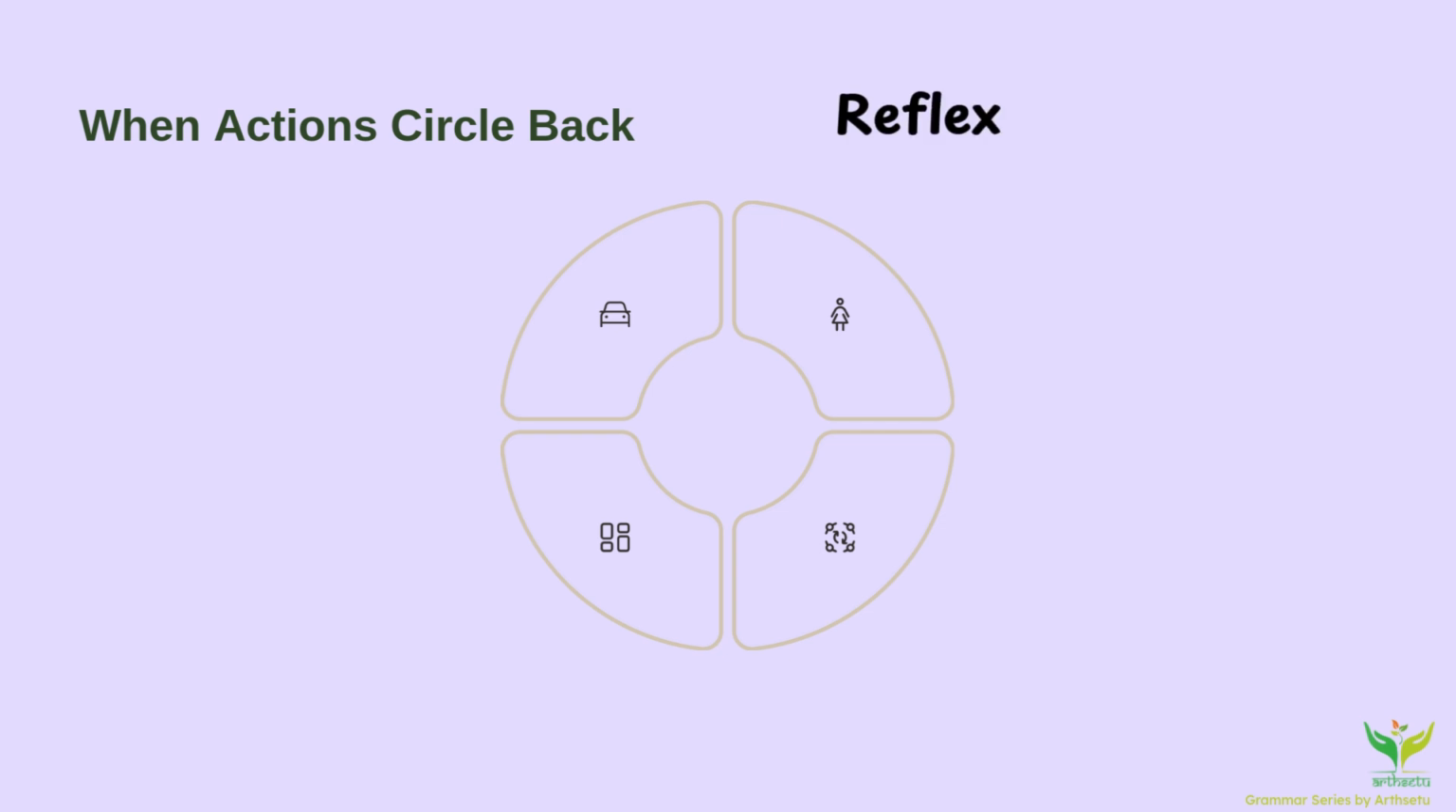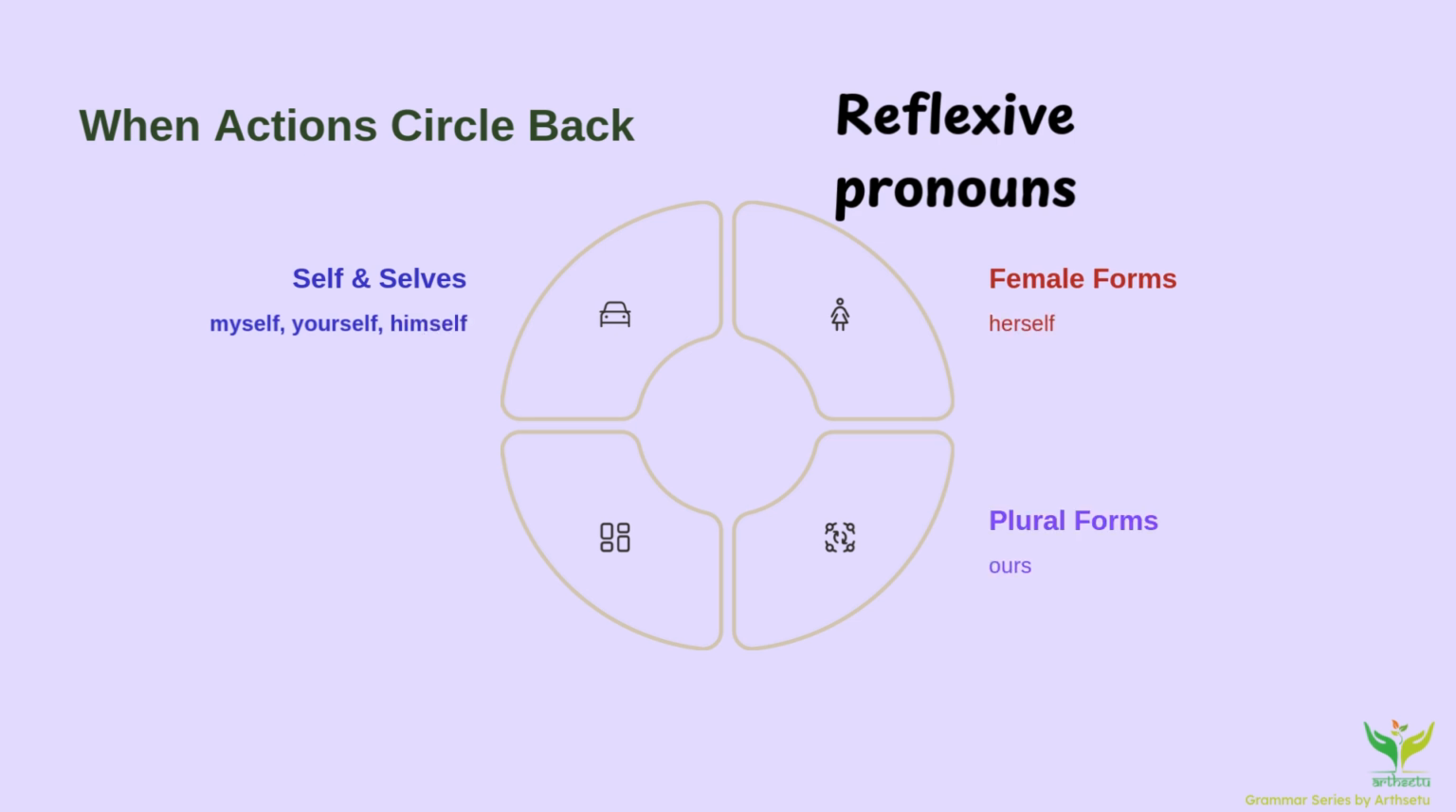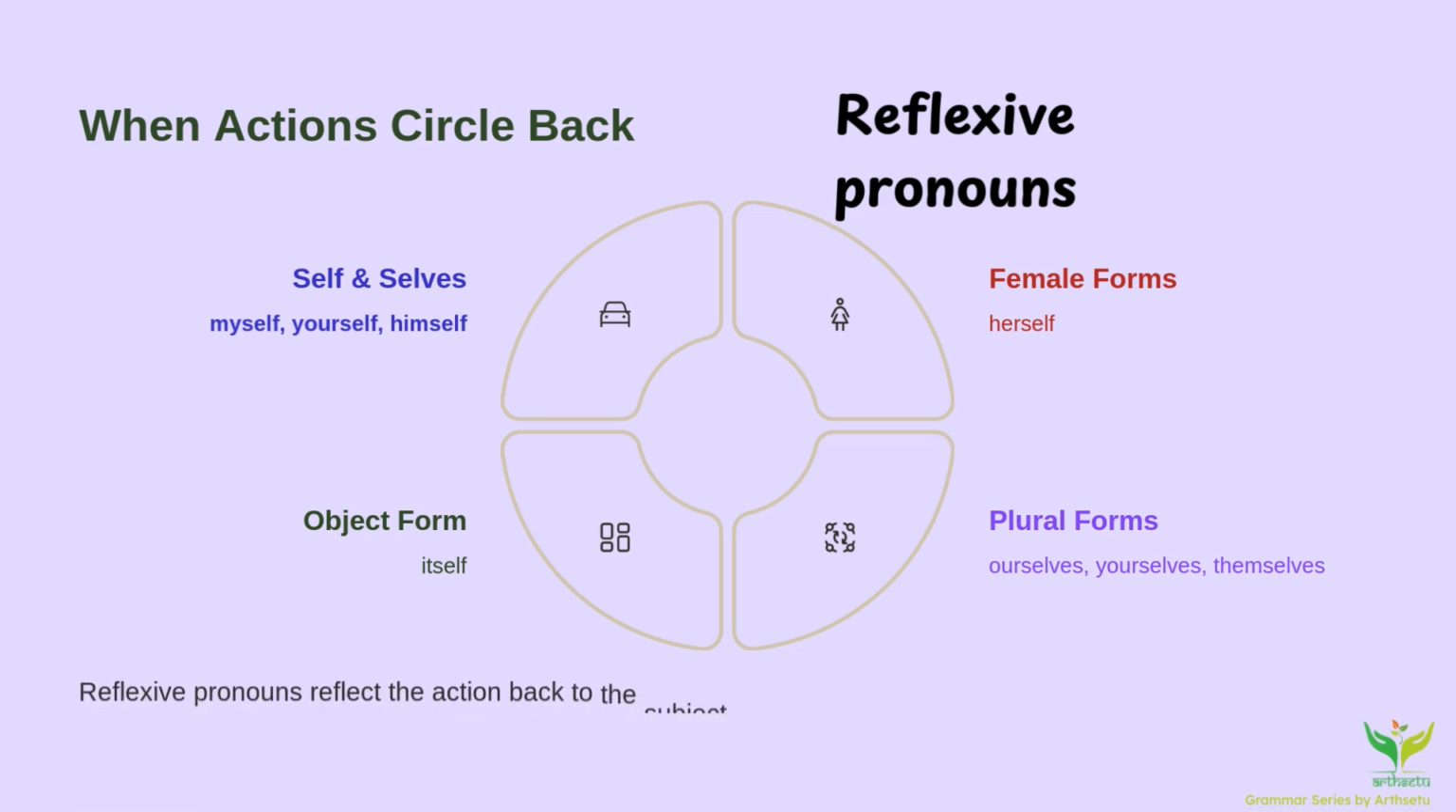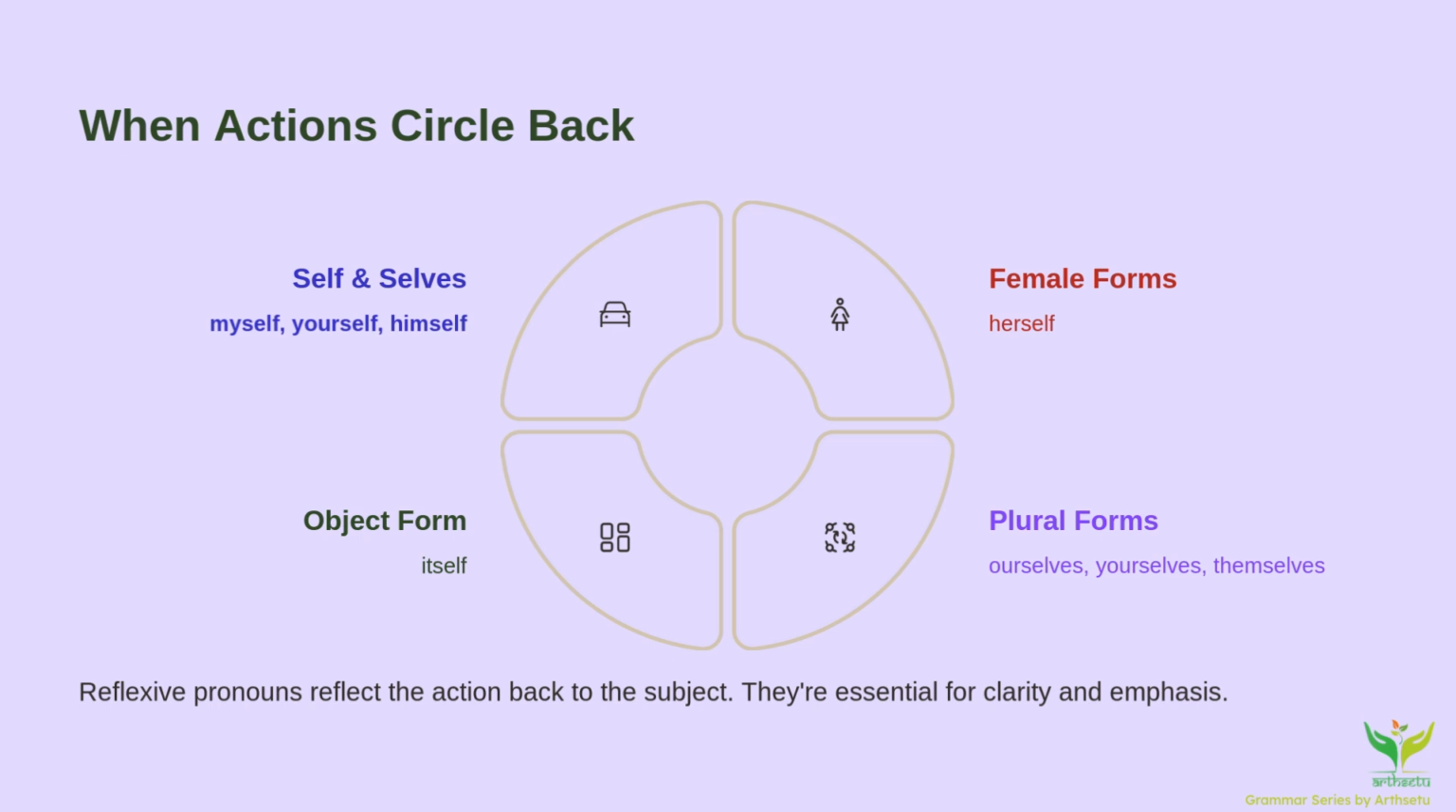Now let's look at reflexive pronouns. Myself, yourself, himself, herself, ourselves, themselves. These are used when the action comes back to the subject. For example, she cooked the meal herself. Here, herself emphasizes that she didn't take help. They are also useful for emphasis. If I say, I'll do it myself, I mean, don't worry, I don't need help.